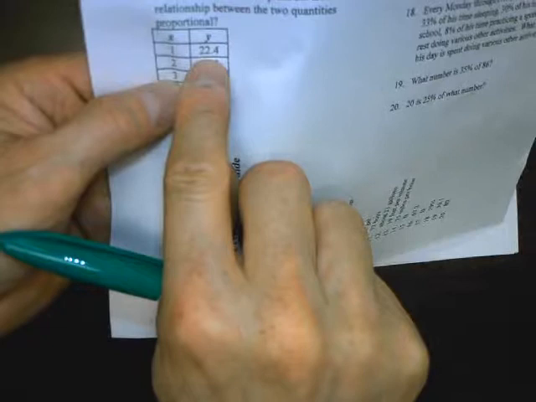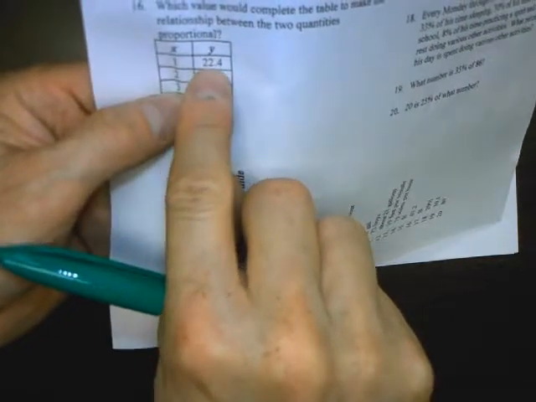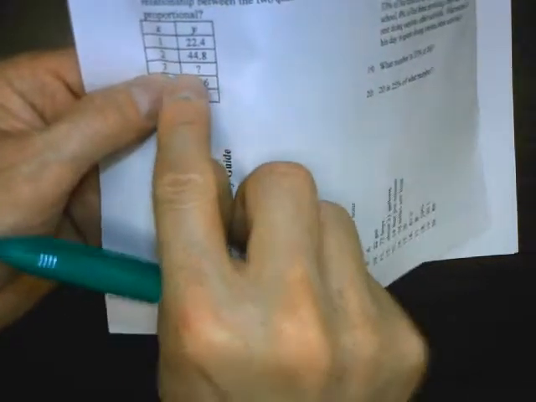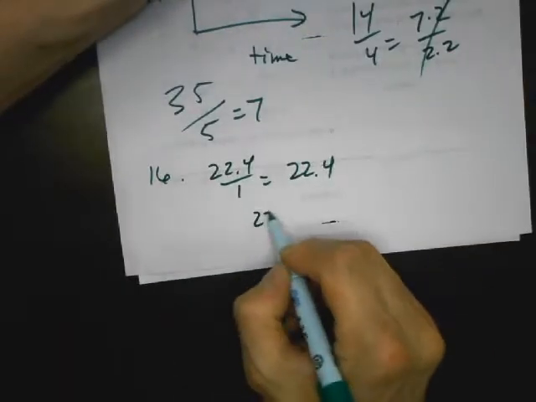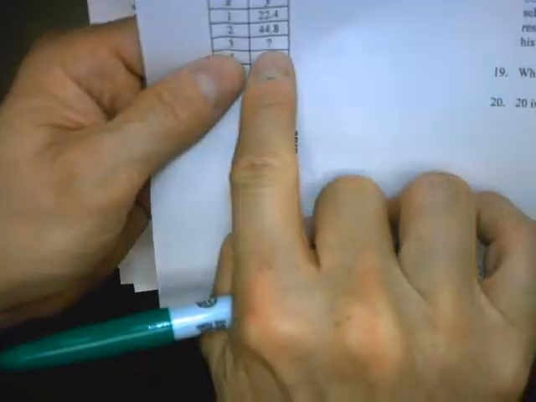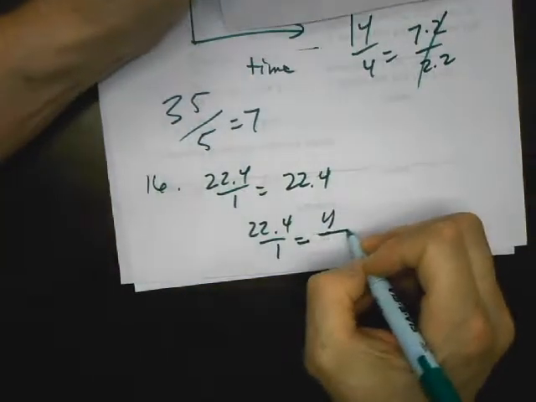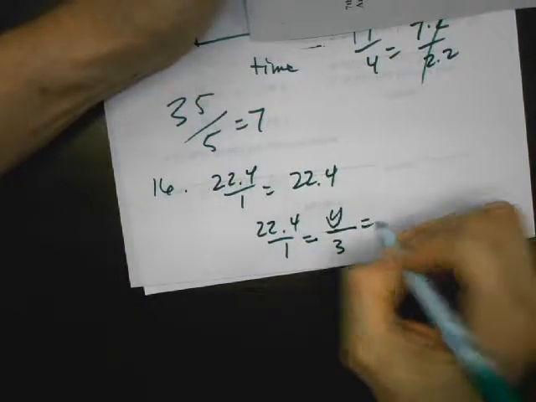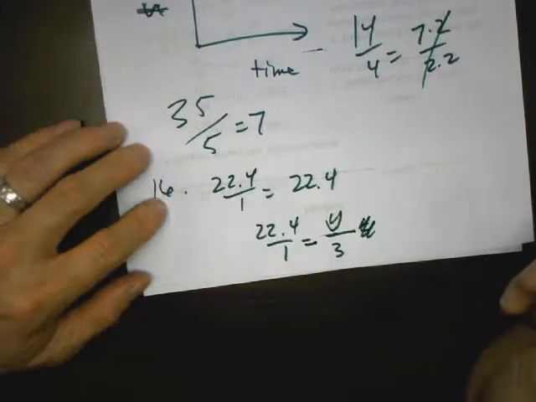So I got y is 22.1, x is 1. Let's put y over x, and we'll put y over x. We're going to put y over x equals, we're missing y, so I put y over, we have this x, 3. So just write a proportion with any of them, and you can get the right answer.